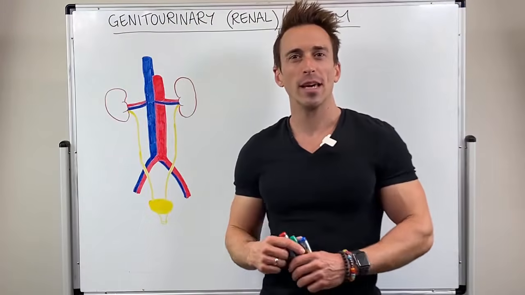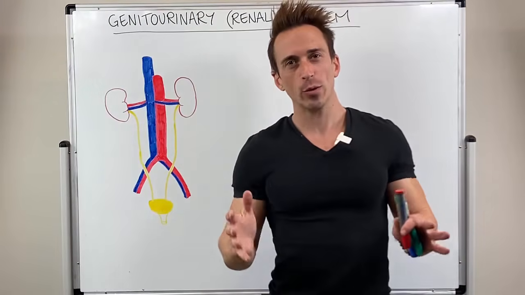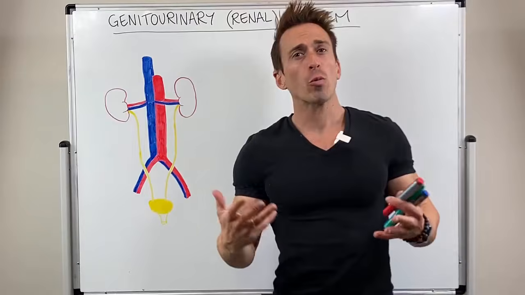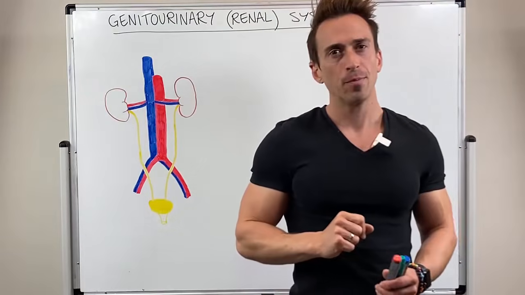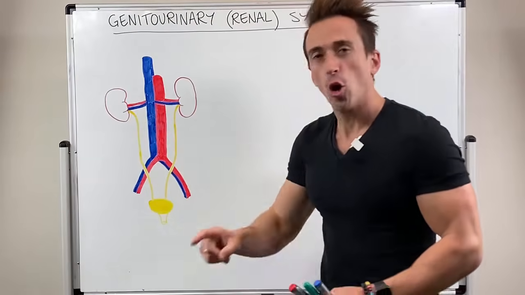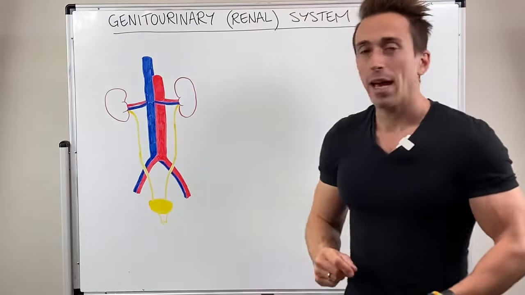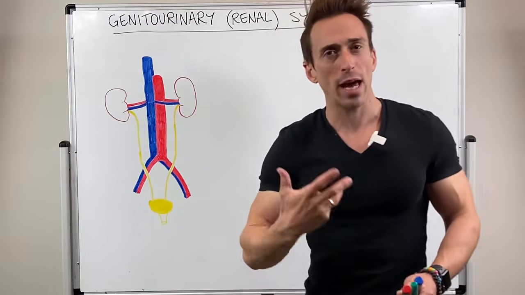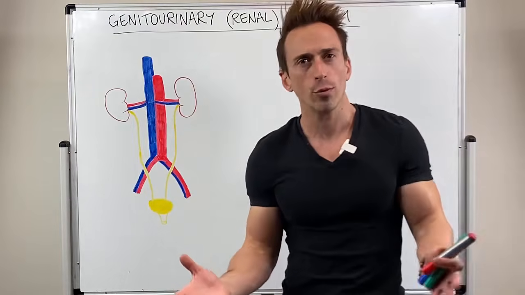Hi everybody, Dr. Mike here. In this video we're going to take a look at the genitourinary system, also known as the renal system. So firstly, the renal system comprises 2 kidneys, which we've got here, 2 ureters, which we've got here, 1 bladder, and 1 urethra. Now, the kidneys don't just filter our blood to produce urine, they play a vast array of roles within the body.